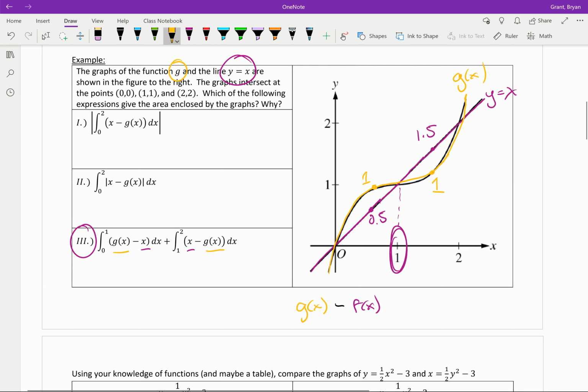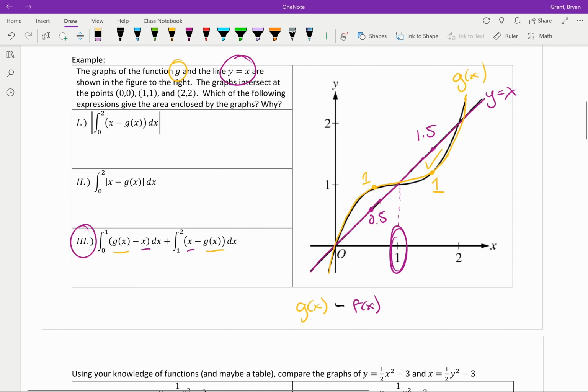But what about the other two? Well, the second one is an interesting one. The second one says do x minus g of x. So it's saying do the purple minus the yellow. Well, purple minus yellow is going to be great here. So that one is good to go. Just put a little check in here. However, the issue of doing purple minus yellow here is going to be bottom minus top. You're going to get negative area.